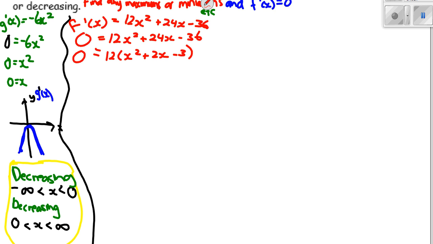What do we do next to factorize a quadratic? So what adds to 2 and multiplies to negative 3? Negative 3 and 1. Negative 3 and 1.